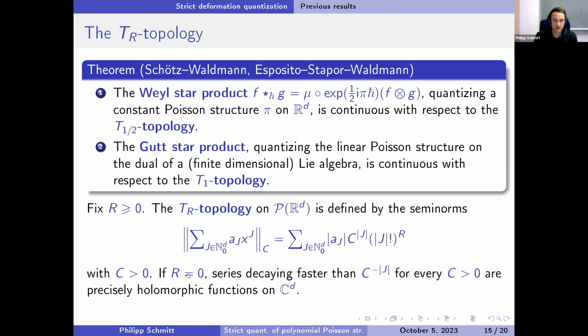Okay, and in one case, namely if R is 0, you have a very nice interpretation of the completion, because the completion would consist of series that decay faster than c to the minus j, basically for every constant c greater than 0. And if you remember the Cauchy estimates from complex analysis, that basically just means that the aj are coefficients of an entire function on Cd. So in other words, the completion of the T0 topology would consist of all holomorphic functions on Cd restricted to Rd. Okay, and in particular, in both these examples, the topology is independent of hbar, which will not be the case for the quantizations that I will show you on the next slide.